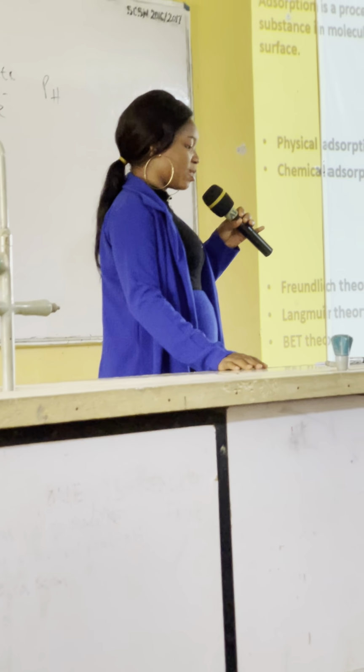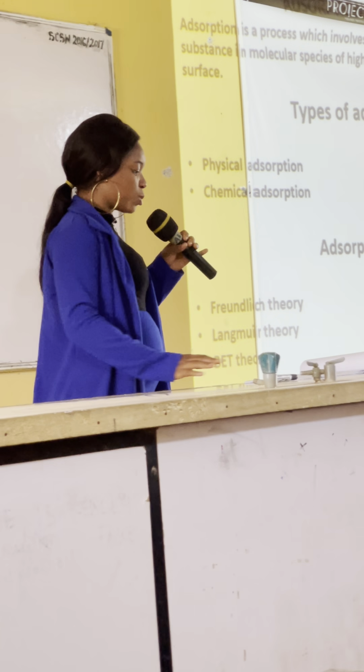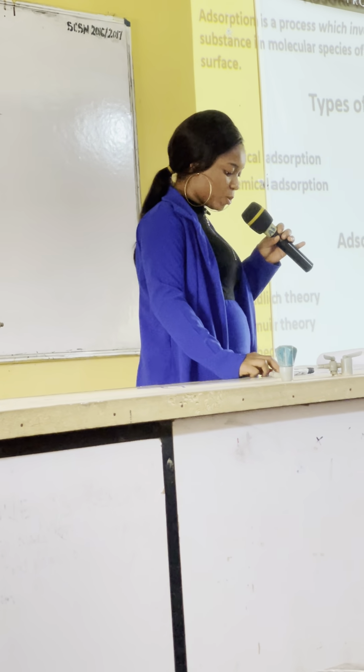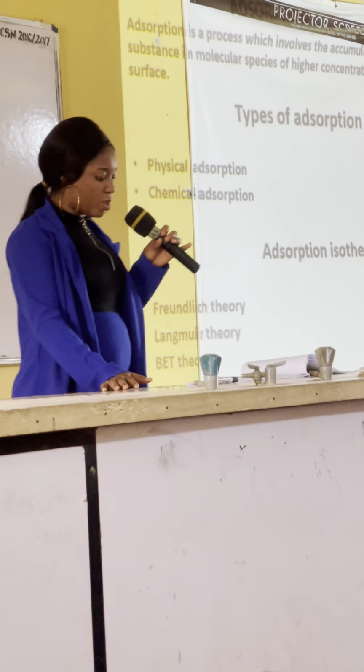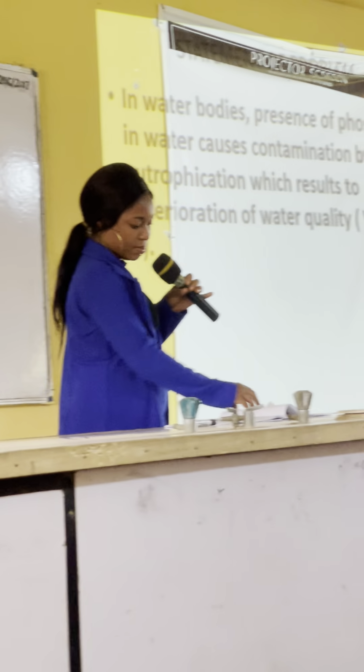Adsorption is the accumulation of a substance in molecular species of higher concentration at the surface. Types of adsorption: physical adsorption and chemical adsorption. Adsorption isotherms: we have the Freundlich theory, the Langmuir theory, and the BET theory.